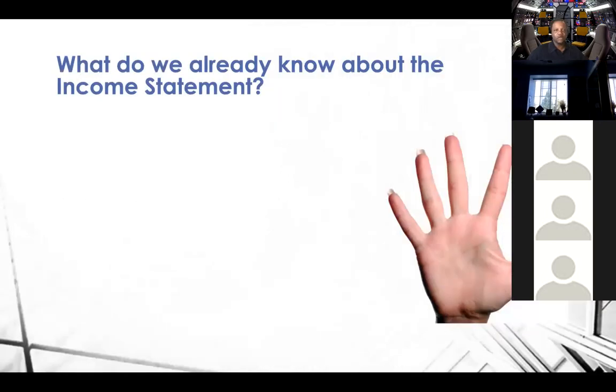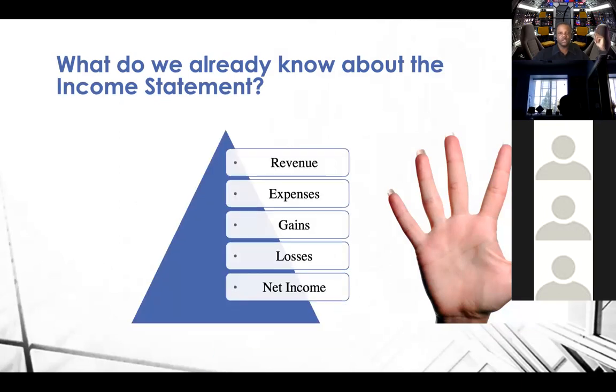So what do we already know about the income statement? The income statement starts with what? What's at the very top? Revenue. Thank you. So you've got your revenue, and then your expenses, your gains, and your losses, and that equals your net income. We already know that. Those are the 5 components on the income statement.